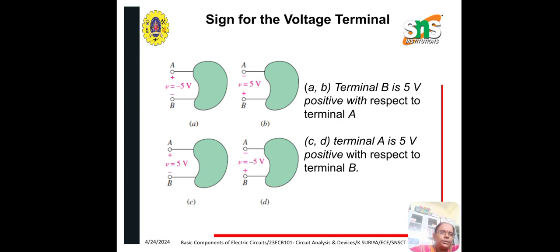Okay, so in the second diagram B, the sign is changed. The terminal marked A is negative and terminal B is positive, and so the voltage is 5 volts. Similarly in C and D, A is positive 5 volts with respect to terminal B.